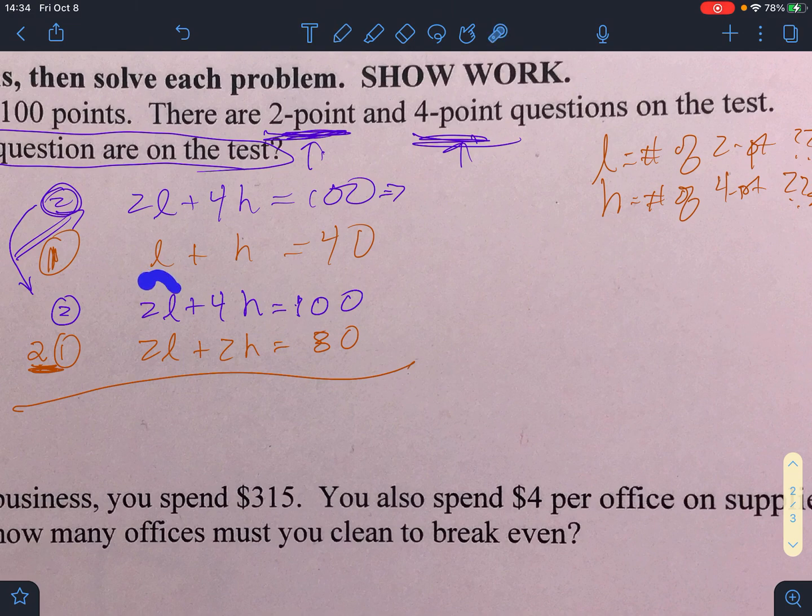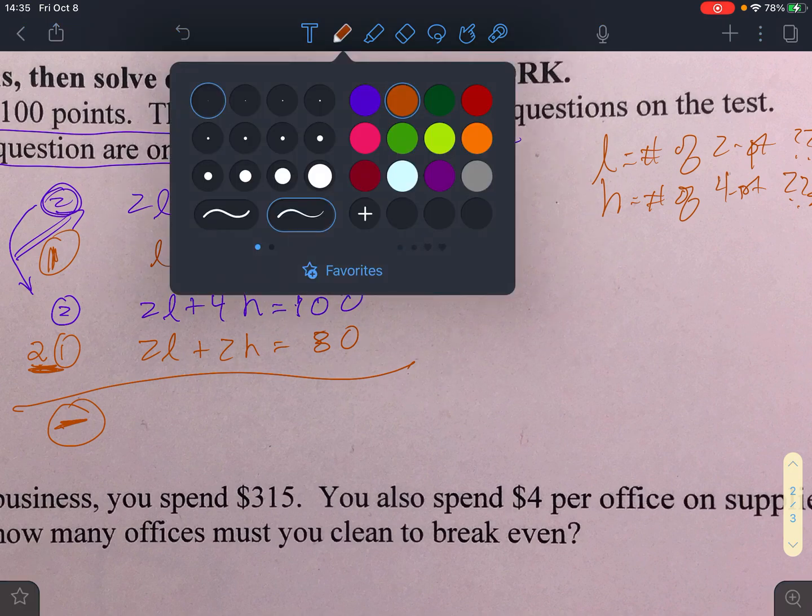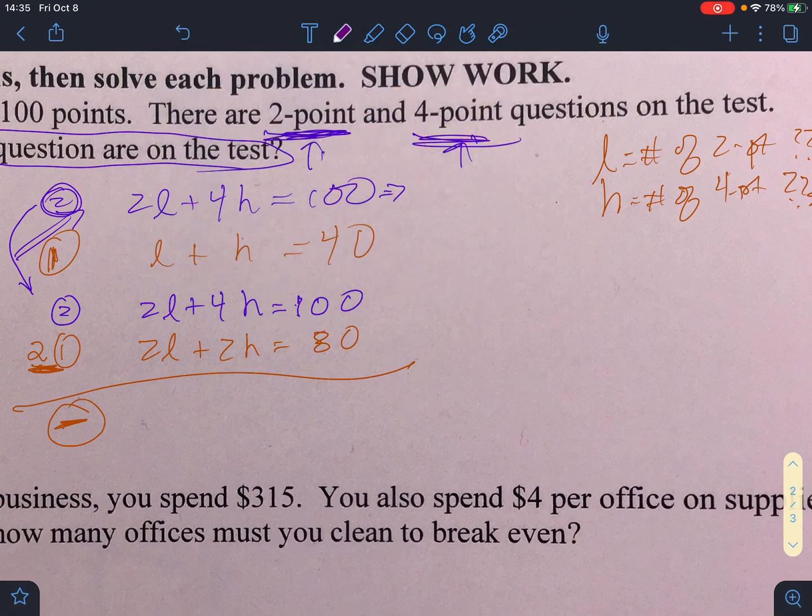Again, these don't just cancel by default automatically. We have to do something to get them to eliminate. In this case, we are going to subtract. Subtracting is the main operation. So if you subtract, that leaves 0L. That's what we mean by elimination. And we get 2H equals 20. Divide by 2, so we get H is equal to 10.